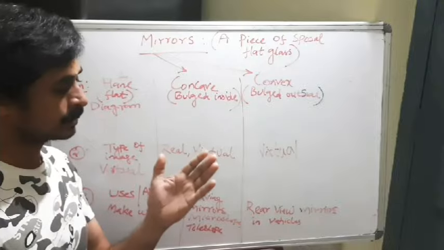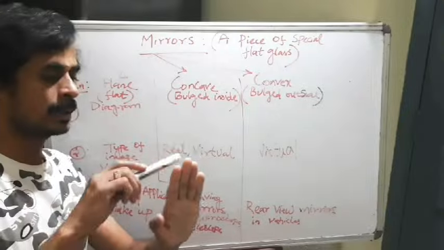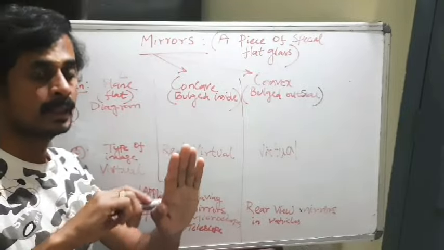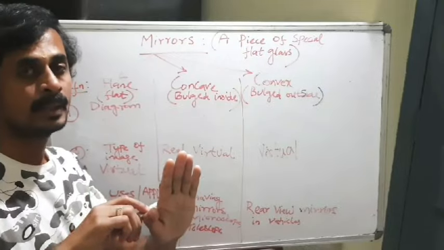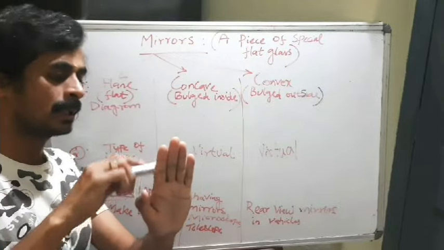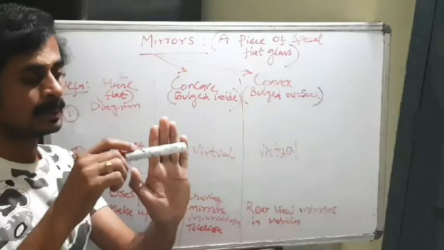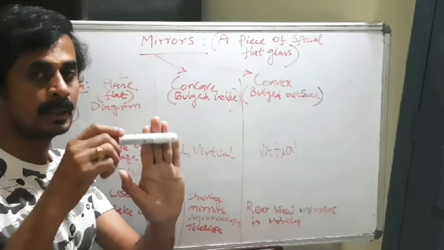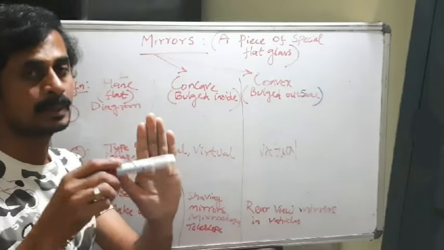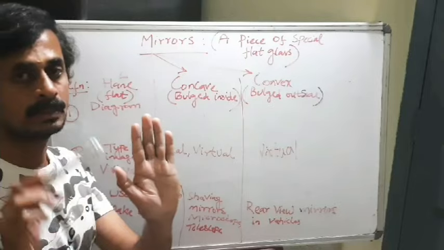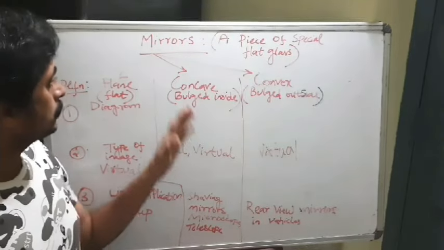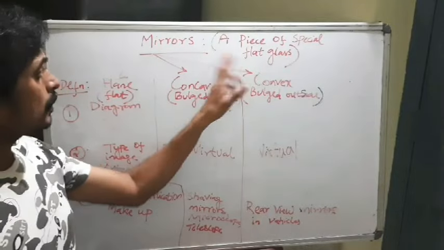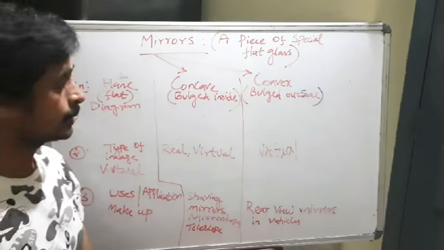This glass is coated at the back side with paint, and the painted part we cannot see through. We cannot see any images in it, and only on the front, unpolished surface can we see the images over it. And this is the definition of mirrors.